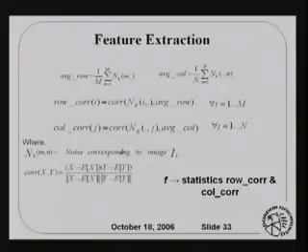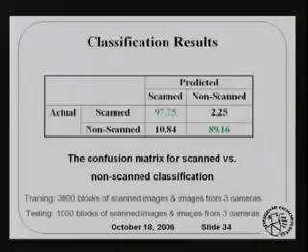So here is how we use correlation, and then we have the feature vector, which consists of the first order statistics of this row correlation and column correlation. We take the mean, maximum, minimum, and standard deviation of these 2 vectors. That way we have a total 8-dimensional feature vector corresponding to every image, and we send it to the classifier, which tells us which class it belongs to. And here are the results.